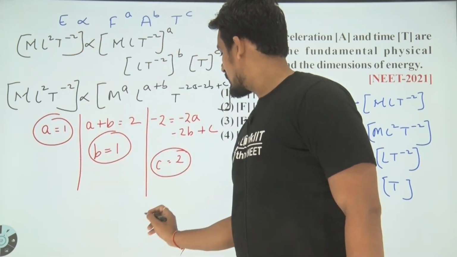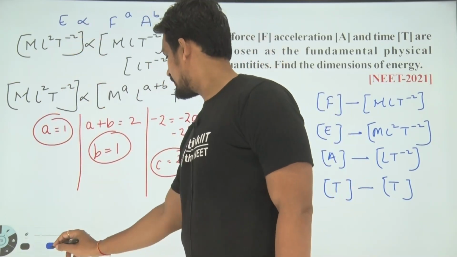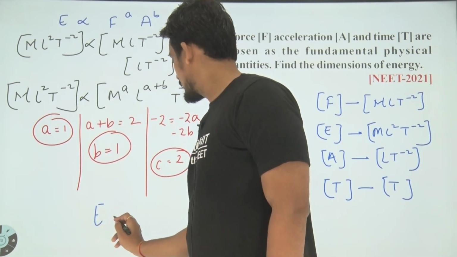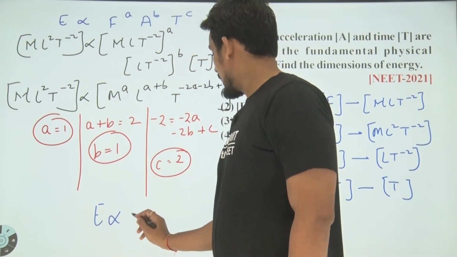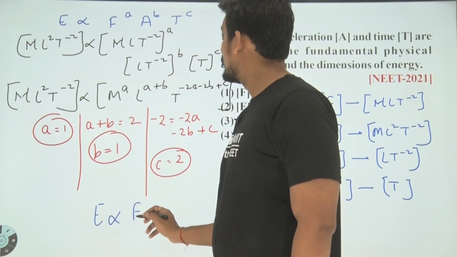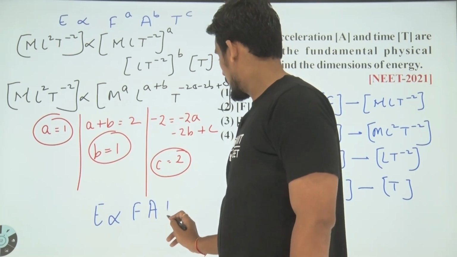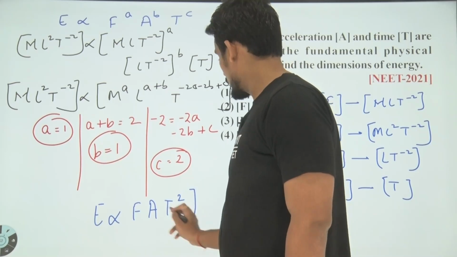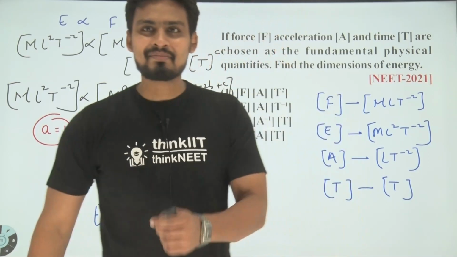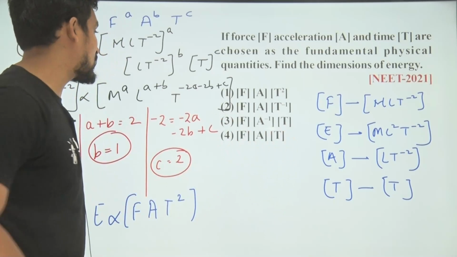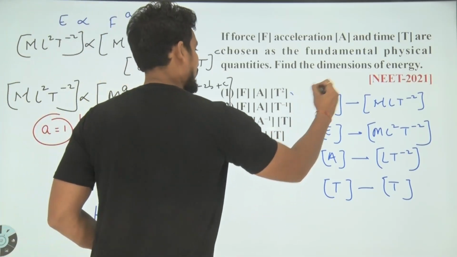So can we write down that energy is directly proportional to F into A into T square? So this is what you are getting, right? So now let us match the answer that we have got with the options given in the question. So F A T square.